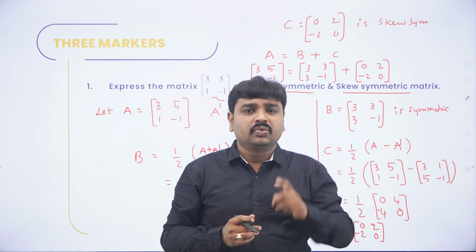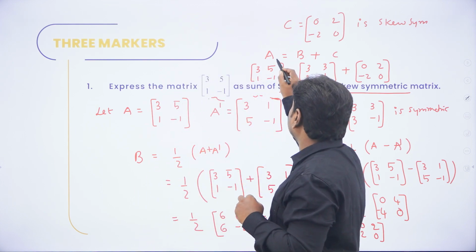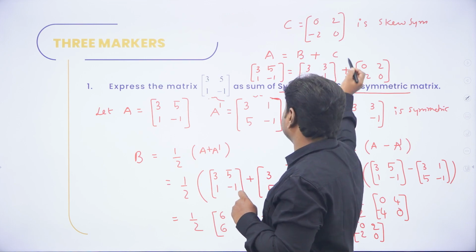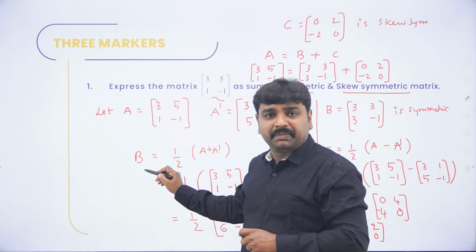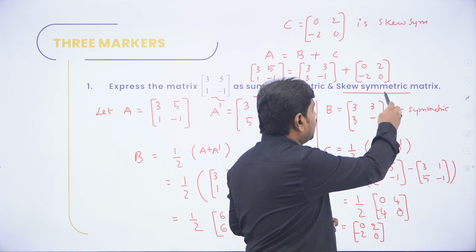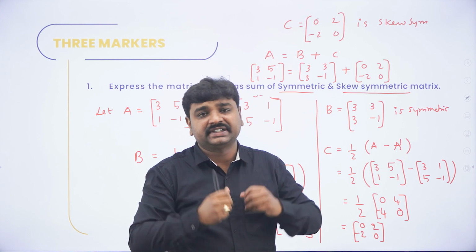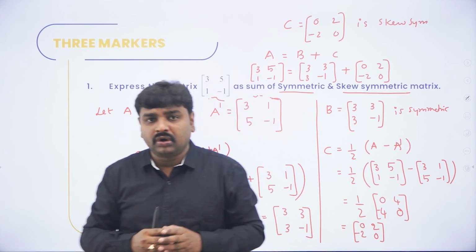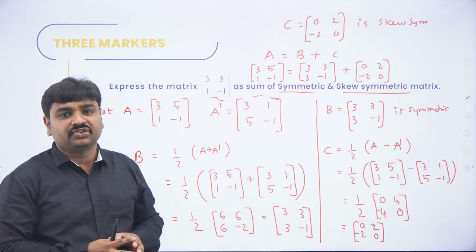Three formulas you should know. One is A is equal to B plus C. So given matrix is equal to symmetric plus skew symmetric. What is the symmetric formula? B. B is what? Half into A plus A dash. What is the skew symmetric formula? C. C is what? Half into A minus A dash. So now all of you know how to express the given matrix as sum of symmetric and skew symmetric.